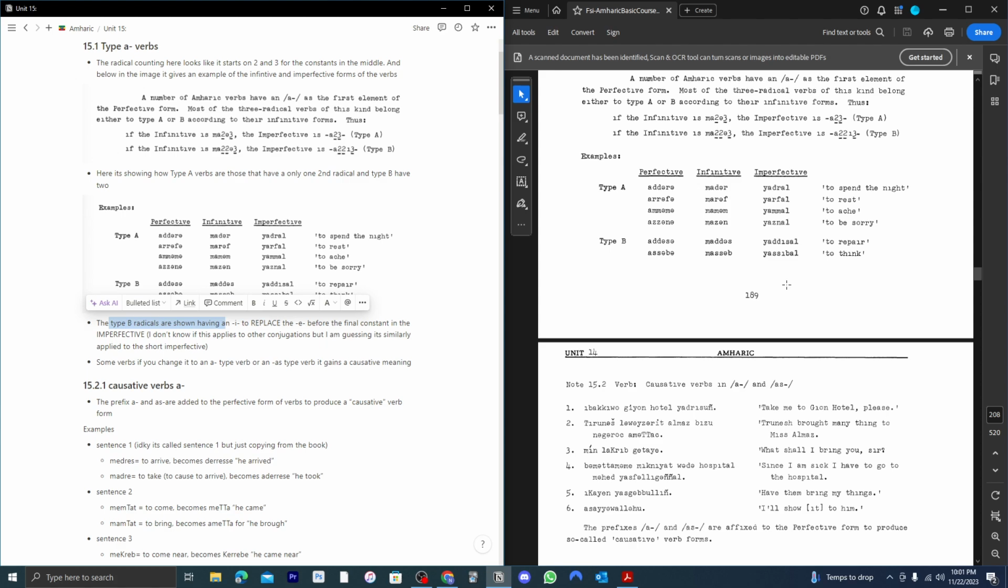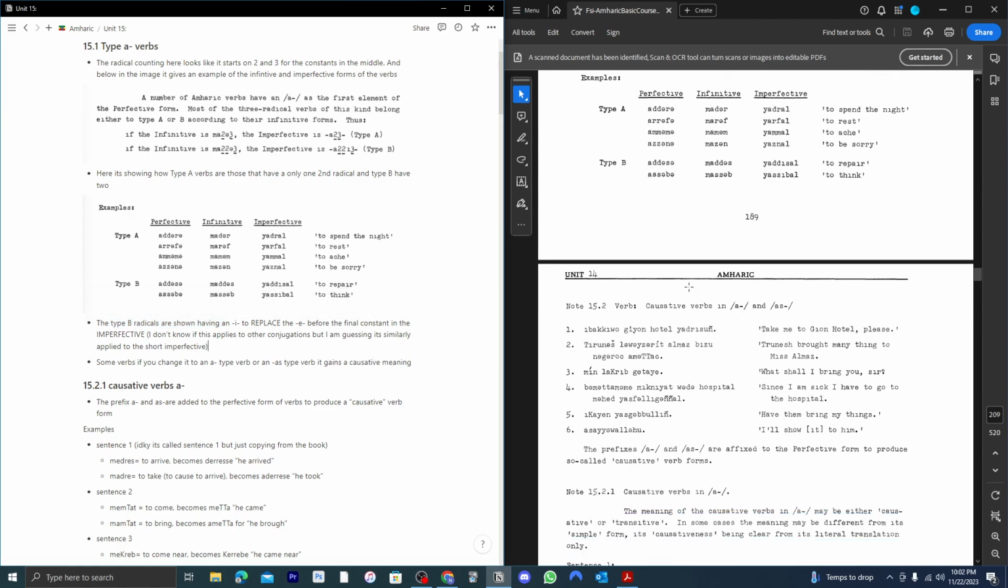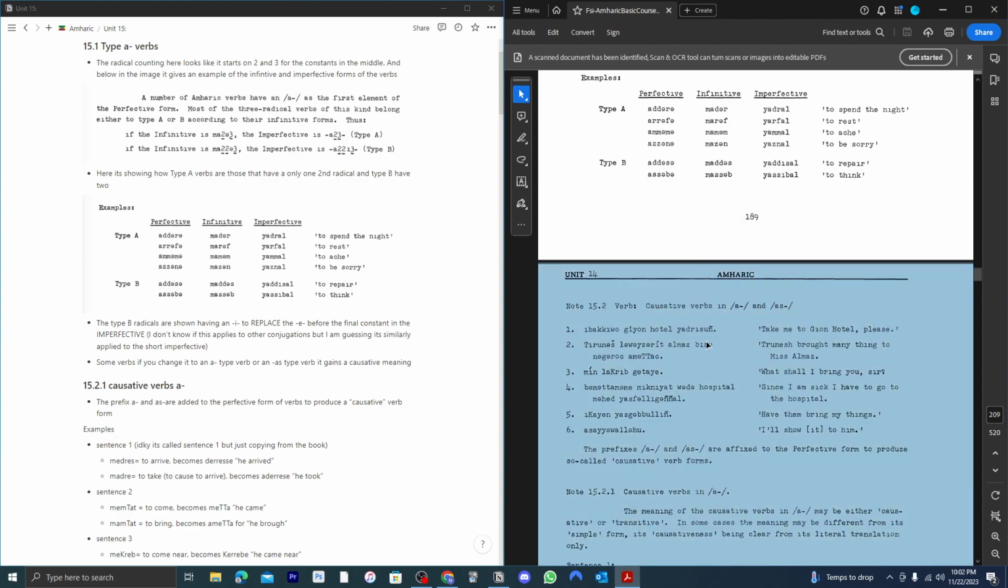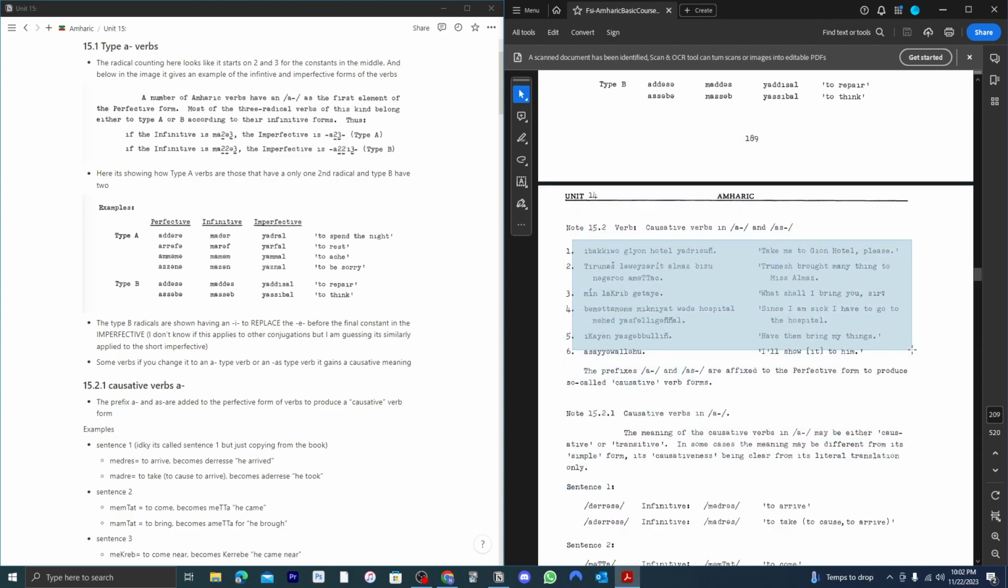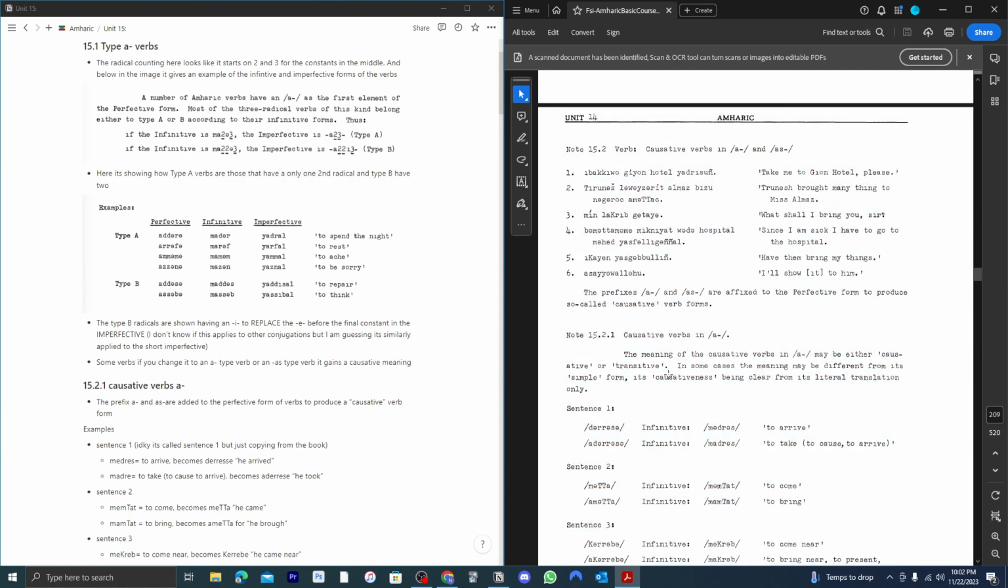These type B verbs continue the trend of having this E before the final consonant transferred into an I in the imperfective, and then even the short imperfective, which is what the imperfective is actually technically based off of. Yeah. So causative verbs in I and A. I think this is a part where they try to give you examples without explaining anything, so I just left it. So causative verbs in A.